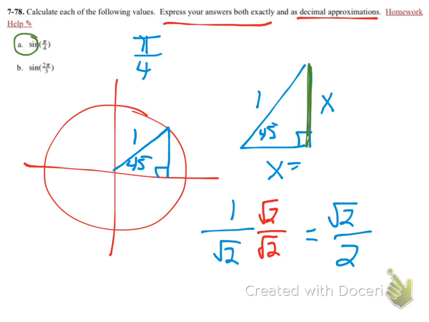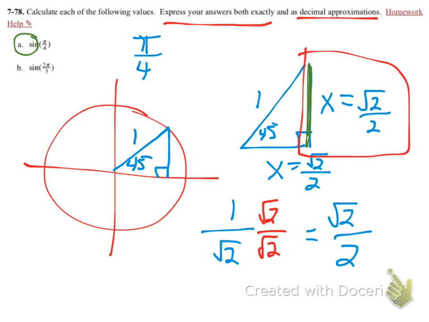So my 45, 45, 90 now has a leg of square root of 2 over 2, and this other leg is the square root of 2 over 2 as well, because they're both the same. And since I'm solving for the sine, which is this side here, that means the sine of pi over 4 is going to equal square root of 2 over 2. That is the exact value. For the approximation, I can just type that in my calculator and get the approximation.